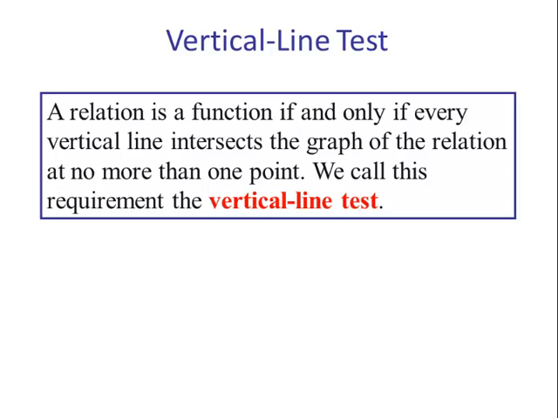Vertical line test. A relation is a function if and only if every vertical line intersects the graph of the relation at no more than one point. We call this requirement the vertical line test. So the idea behind this is if we're given a graph, we draw a vertical line. That vertical line can only intersect the graph at no more than one spot. Let's look at some examples.